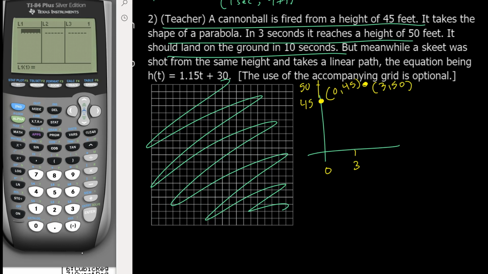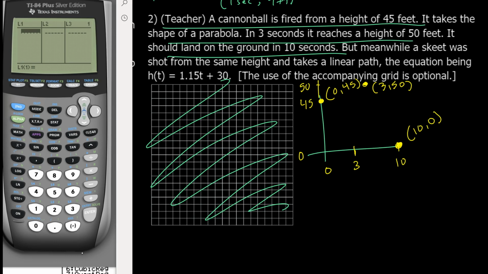Then it says it should land on the ground in 10 seconds. So after 10 seconds, it's on the ground. What height is the ground? So what is the coordinate point? 10, 0. So do we have 3 points? How many points do we need to create a quadratic? At least 3. A linear line needs 2. A quadratic needs at least 3.